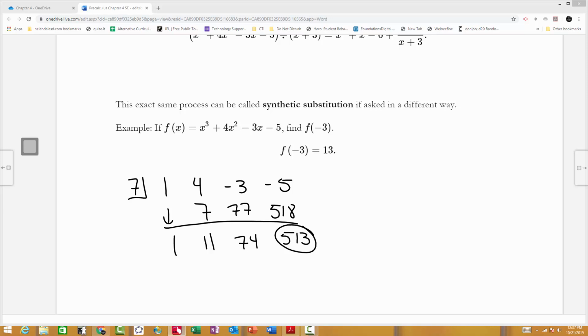What does the 4, the 3, and the 5 have to do with this thing? You add it. I know, but what do you do with it? Okay, so 1 times 7 is 7, plus 4. It's 11. And then 11 times 7, 77. Plus negative 3.